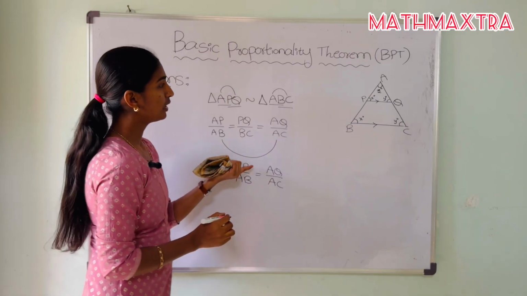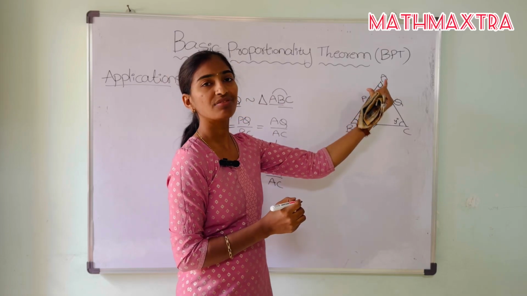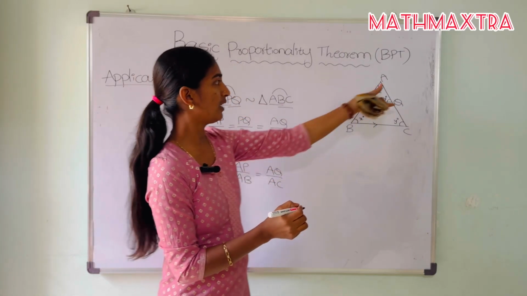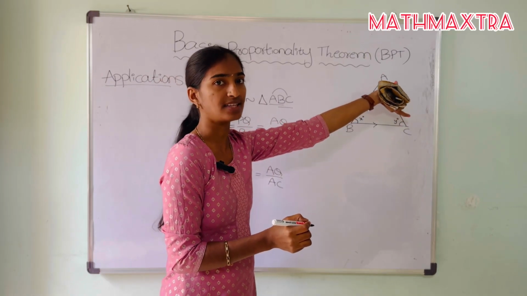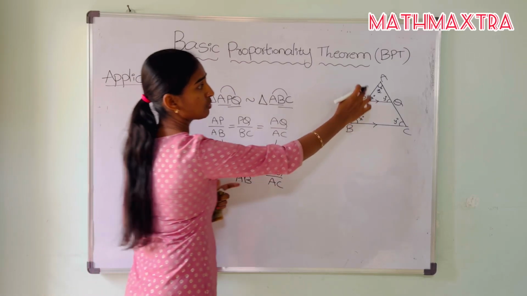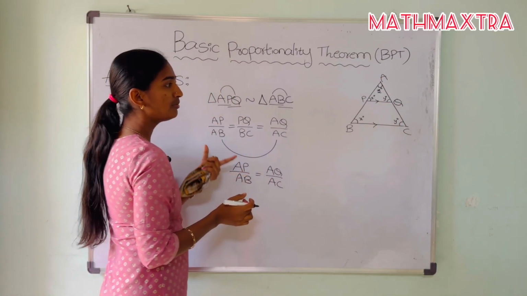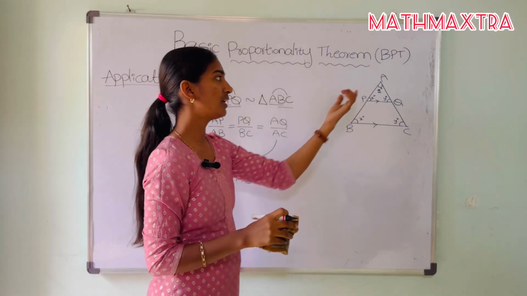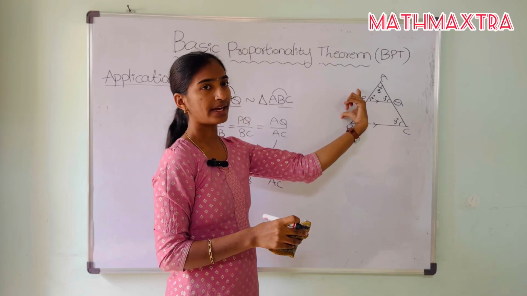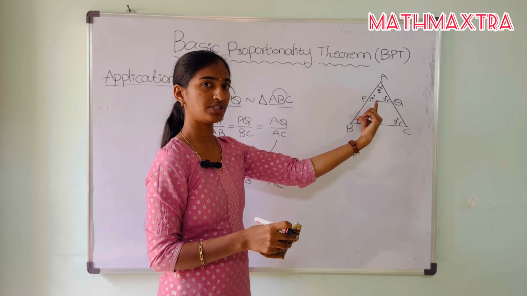So what does AP represent? AP is a part of side AB, isn't it? And AQ is a part of this AC side. Now this AB is the total side and this AC is the total side. So from the basic proportionality theorem, we have seen the parts are in the same ratio, and the total side and the below part are in the same ratio from application 1.